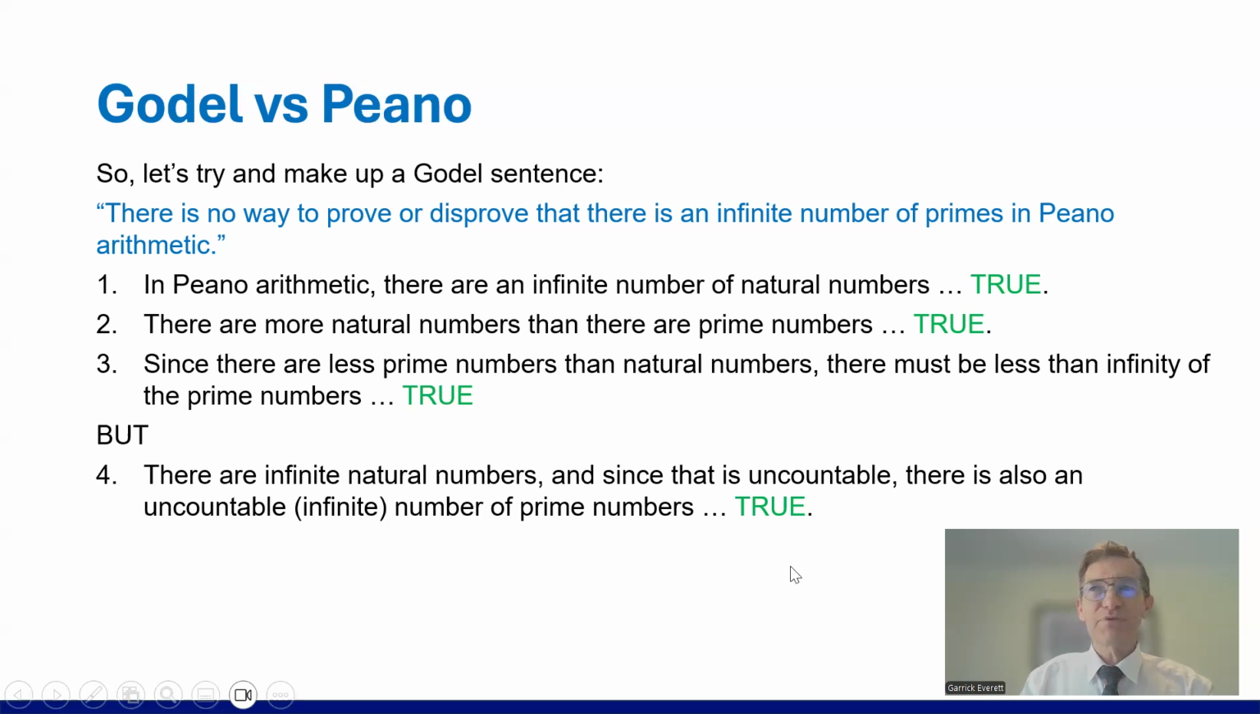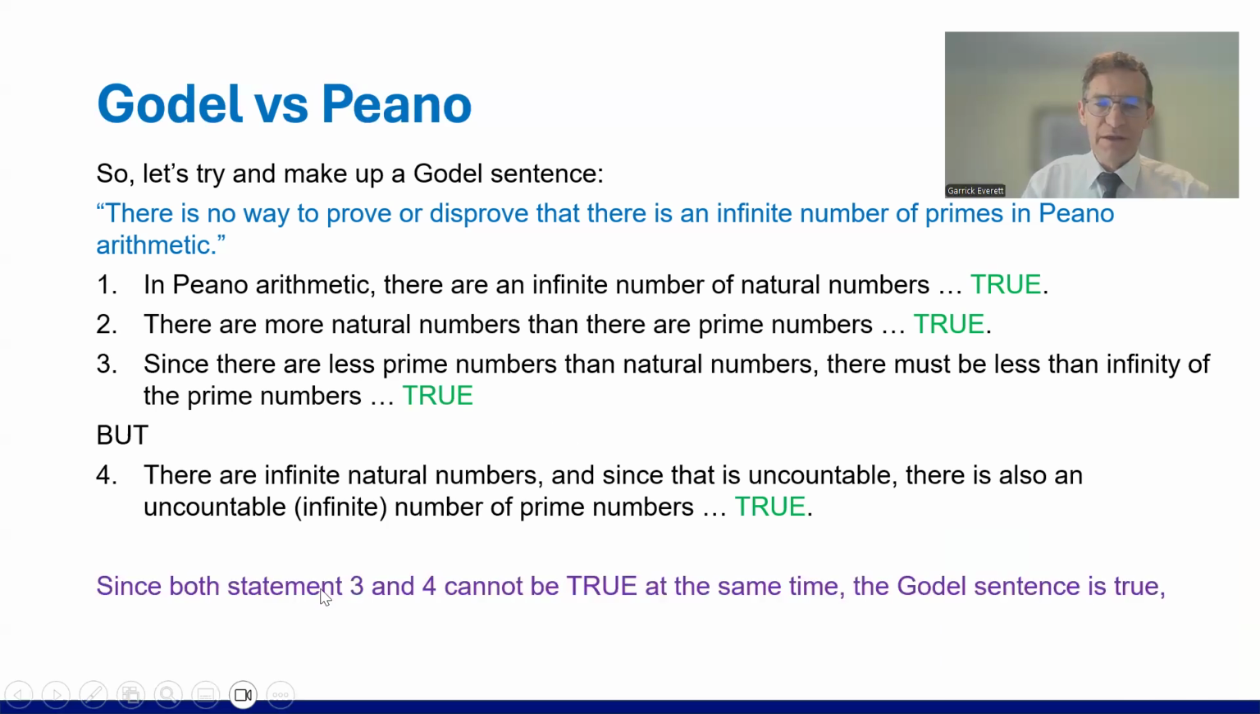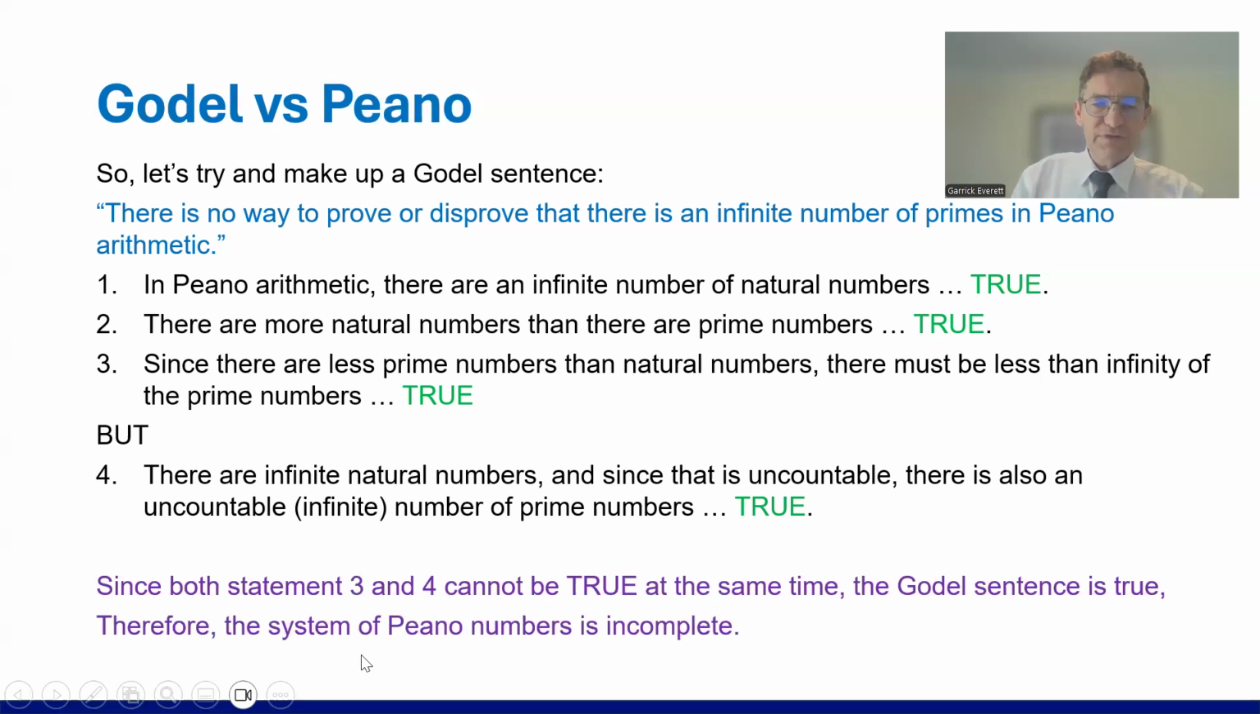Can you see a problem with those two statements? Hopefully you can. Since both statements 3 and 4 cannot be true at the same time because they're in conflict, then the Gödel sentence is true. My sentence up here that I made for Gödel must be true, unless both of these are true at the same time, which can't happen because they're conflicting. Therefore, the system of Peano numbers is incomplete.